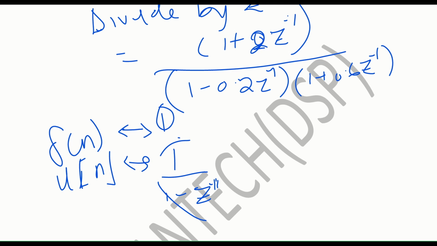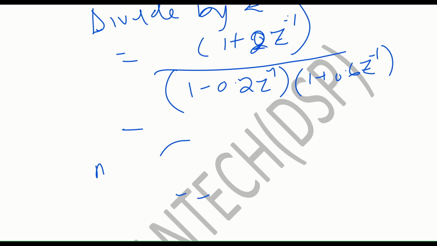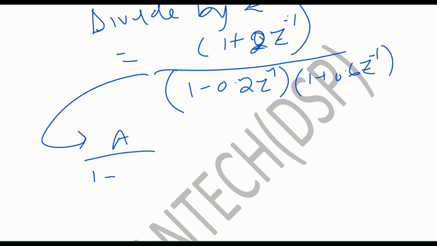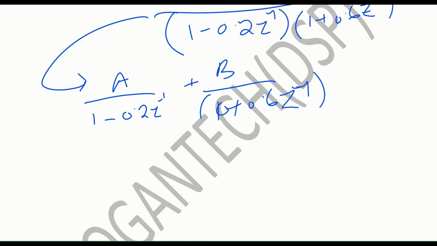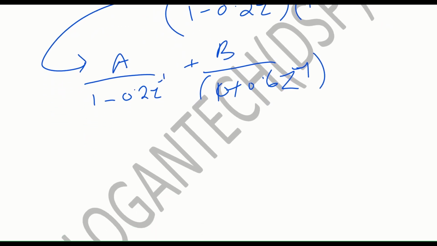So let's go ahead and express it in terms of partial fractions, since we don't have any other way to go about it. It's just your previous partial fraction knowledge. This one in partial fraction is the same as A over (1 - 0.2z^-1) plus B over the second one, (1 + 0.6z^-1). So now we have to find A and B.